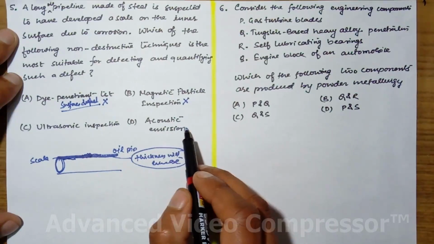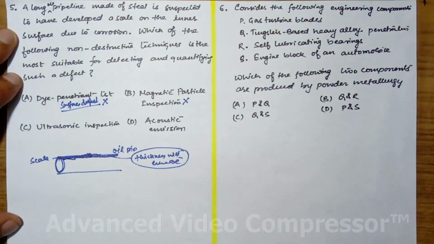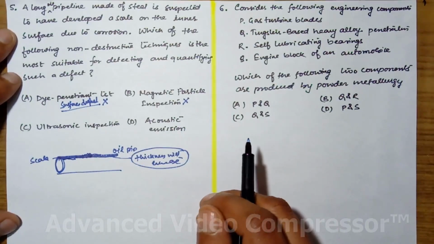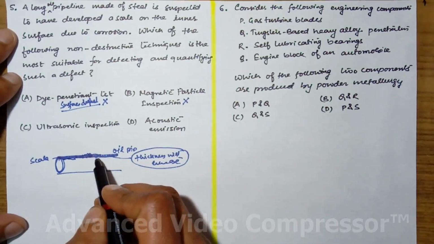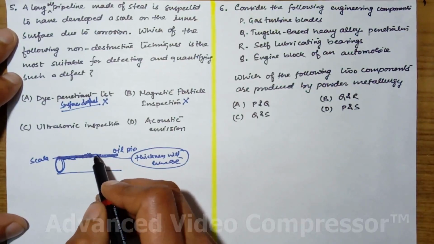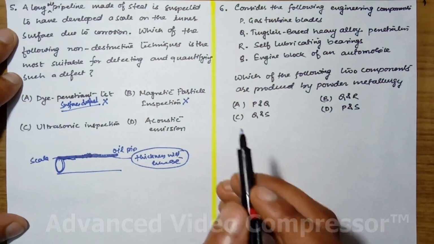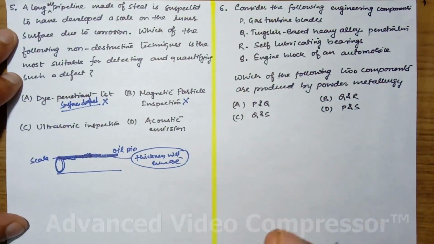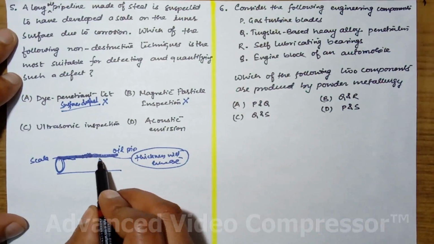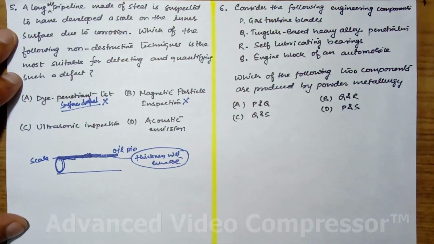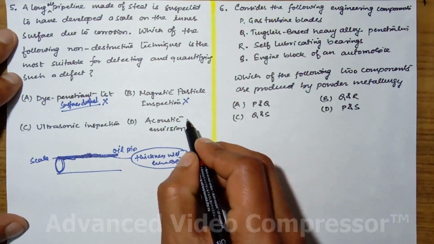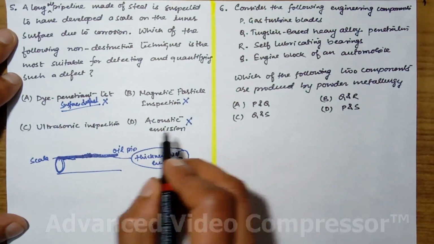Acoustic emission method is basically used to detect the propagation of a crack. Even if there is a crack on the surface, we need to use acoustic emission only if there is a movement of the crack and we want to measure it. But since here corrosion has taken place, we just need to measure the thickness. So this method is also not valid.